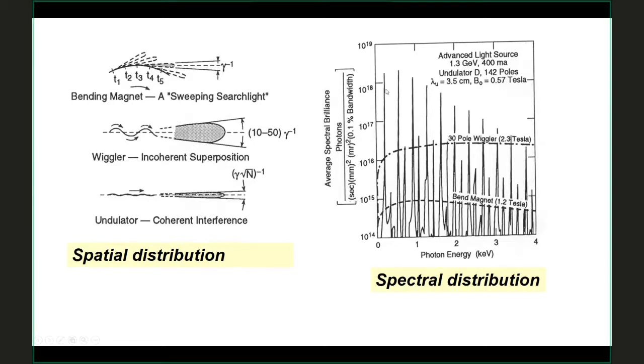And then finally, the undulator has these very sharp spikes in energy where at these peak values, the intensity is 100 times more than a wiggler at that energy. But then in the valleys, there are virtually no photons. These peaks can be shifted around by opening and closing the gap on the undulator, changing the magnetic field.